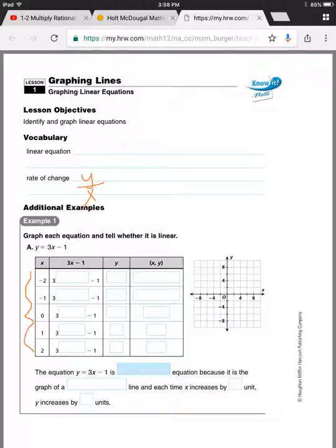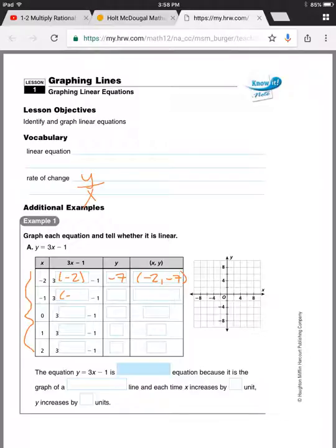So they're going to say, simplify that linear equation, if it is in fact linear, using x is -2, -1, 0, 1, and 2. So we're going to evaluate. So we're going to put in -2 here. 3 times -2 is -6, minus 1 is -7. So then I'm going to take my x, -2, and then my y I got, -7, and make an ordered pair.